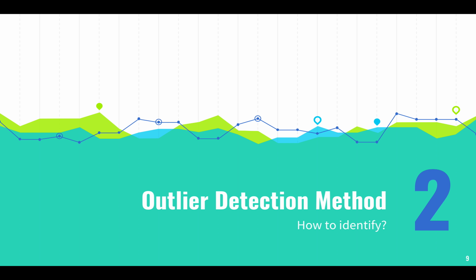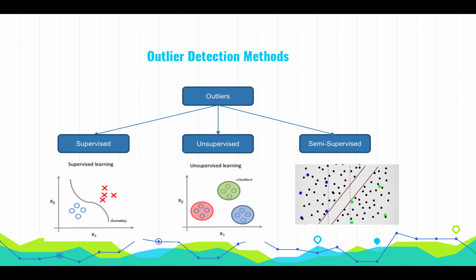So we have seen that there are various types of data available. Based on this data, we will see whether a supervised, unsupervised, or semi-supervised outlier detection method will be used. Just to tell you briefly what supervised, unsupervised, and semi-supervised are.